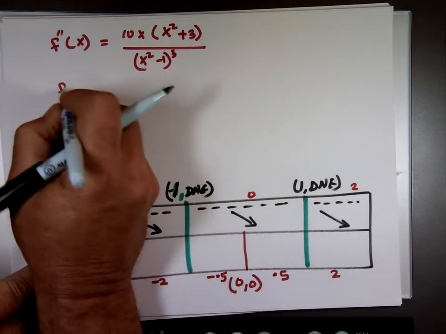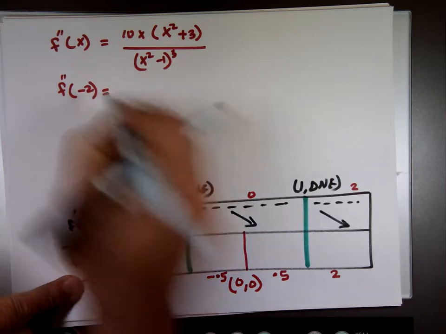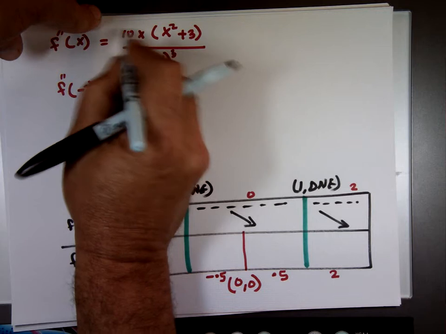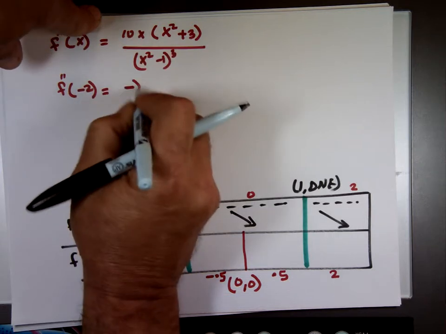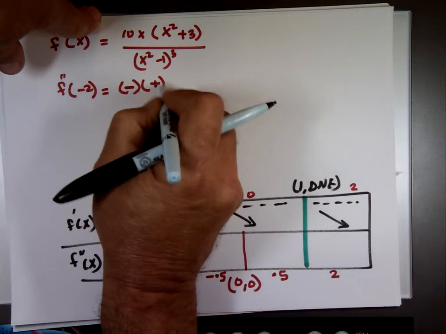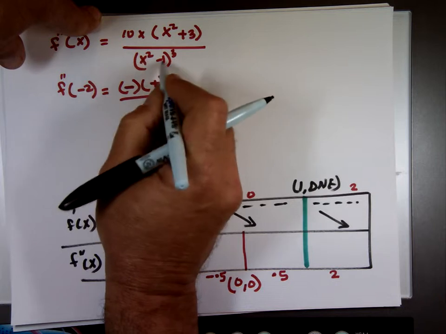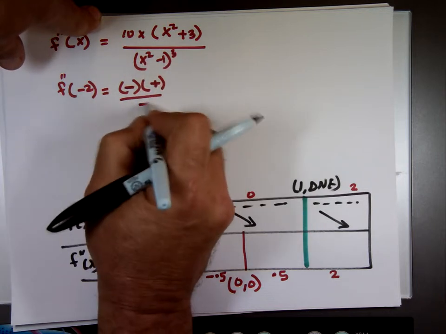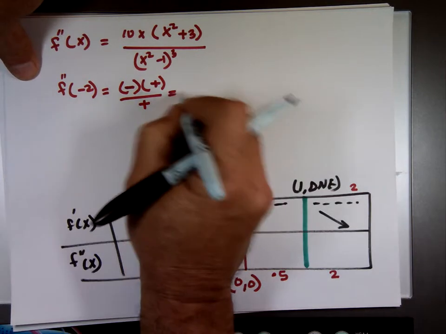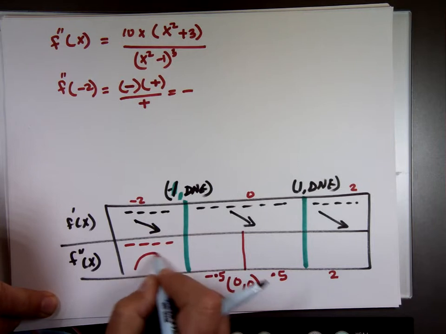What is the second derivative at negative 2? That's a negative here, right? This piece is negative. This piece is positive. This piece is 4 minus 1, 3. Cube it, that's positive. Negative times positive over negative, that's a negative. Concave downward.